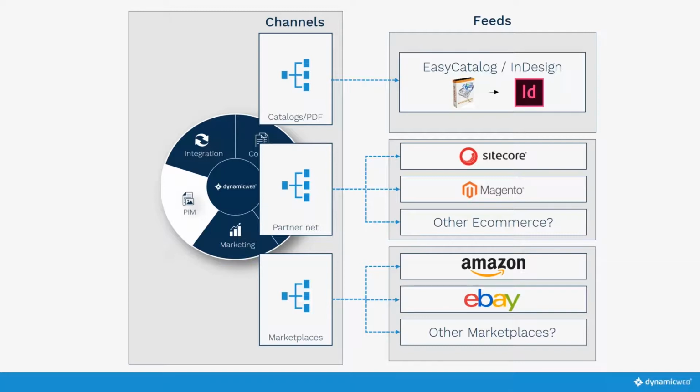And when the partners access the feed or get sent the file, it can be formatted to be used in various types of platforms or e-commerce systems. That could be Magento, that could be Sitecore, that could be other e-commerce systems where the products are distributed and formatted correctly for the different platform's needs.